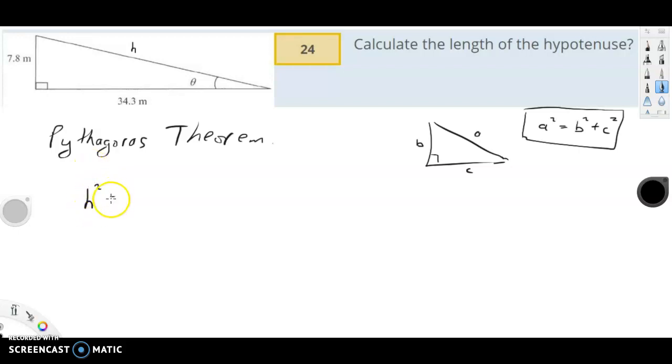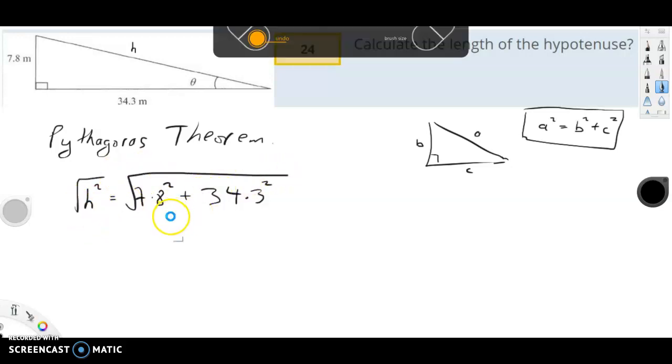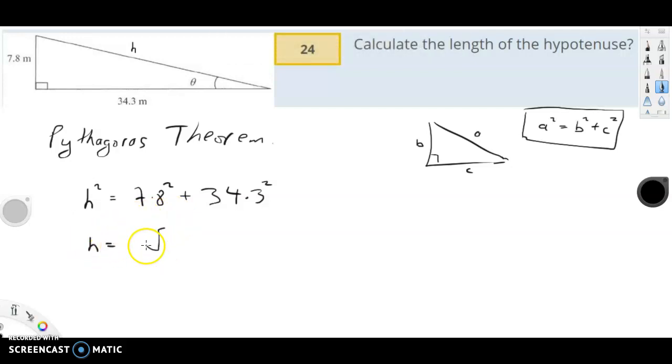So H squared equals 7.8 squared plus 34.3 squared. Now we don't want H squared, we want H. So we take the square root of both sides. So we'll square root that side and we'll square root that side. Right, so that's going to look like this. H equals square root of 7.8 squared plus 34.3 squared.